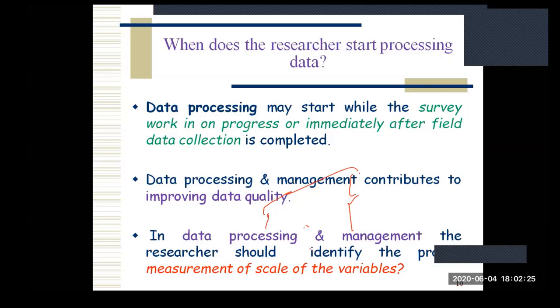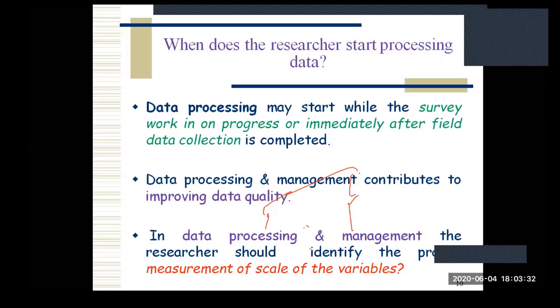The other main issue is, when does the researcher start processing data? That was when the researcher will start the previous four steps. We expect researchers to carry out data processing immediately after the field data collection is completed. Once you have completed your field data collection, it must be started as soon as possible. It is also quite advisable to start data processing, that is, defining variables, editing, entering, and undertaking analysis, during the data collection process. Data processing management might also contribute, and improving data quality also needs to be assured.